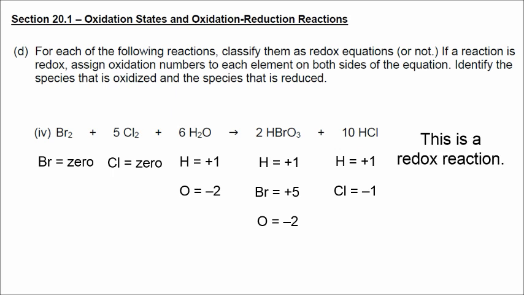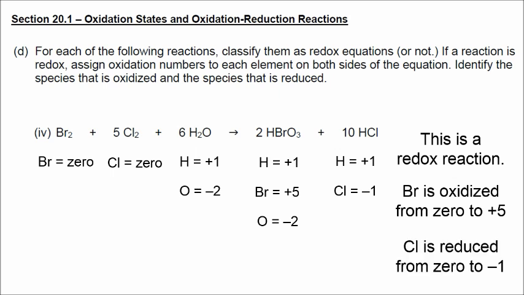So this is a redox reaction. Bromine is being oxidized from 0 to +5. Chlorine is being reduced from 0 to -1.